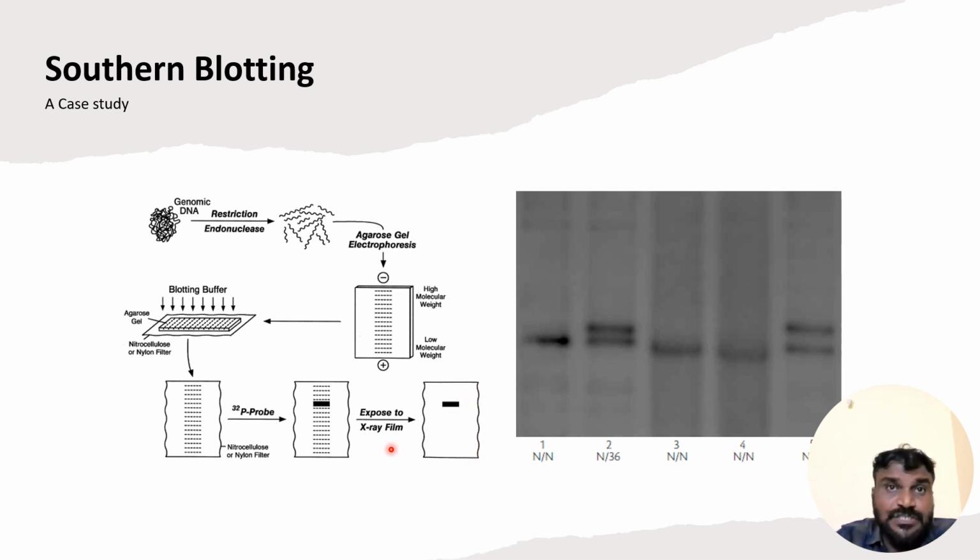For example, if the gene is not present or if there is something deleted majorly, we may not be able to identify the pattern.